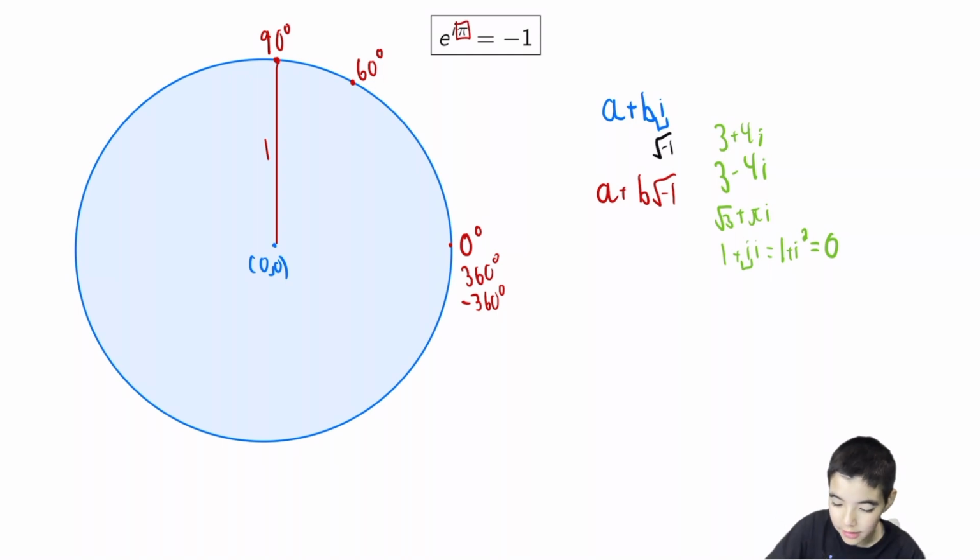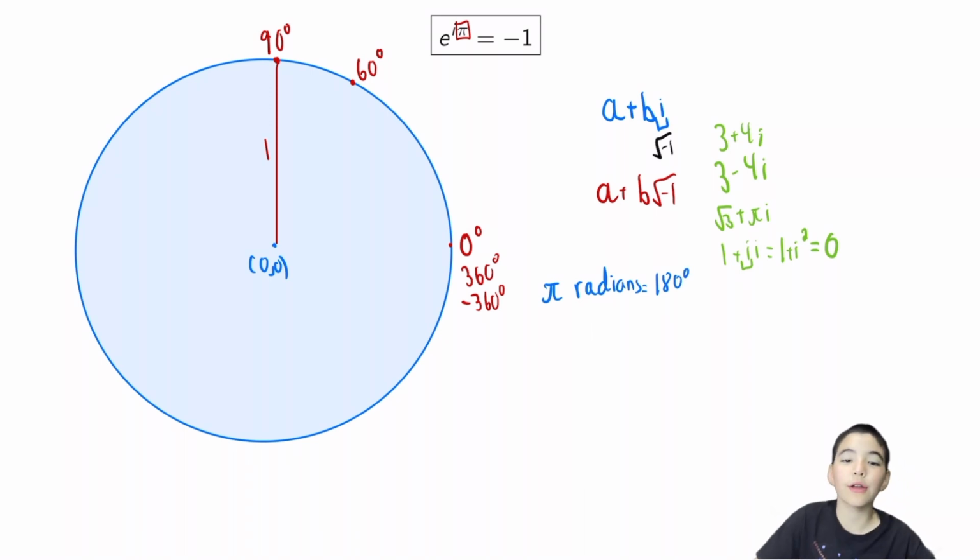To start, we'll need to introduce something called a radian. It's a simple conversion between a degree and a radian. Pi radians is equal to 180 degrees. Note that when you're expressing something in terms of radians, you do not have a degree sign. But when you're expressing something in terms of degrees, you do. So it's pi radians is equal to 180 degrees.